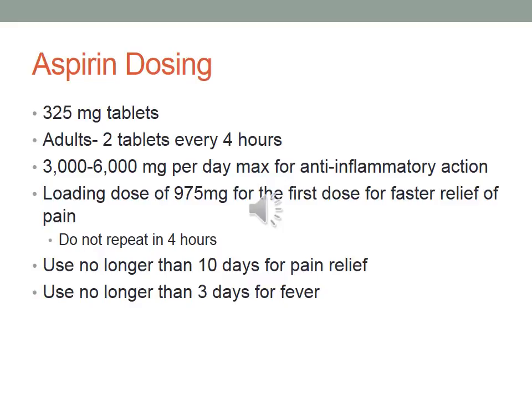Some people recommend a higher loading dose, which obviously you will not repeat in 4 hours. You'll wait a longer time before you do that. And then it's recommended that you use it no longer than 10 days for pain relief and no longer than 3 days for fever. So anything beyond that, the individual should be seen by a physician.